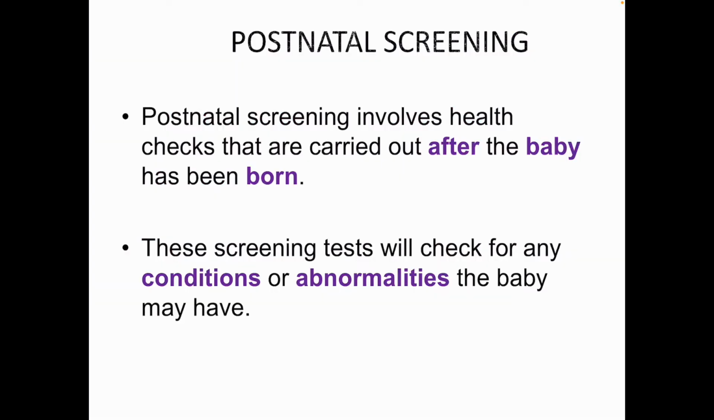Postnatal screening are checks that are carried out after the baby has been born to check that the baby is healthy. And the screening test check for any conditions or abnormalities that the baby may have.